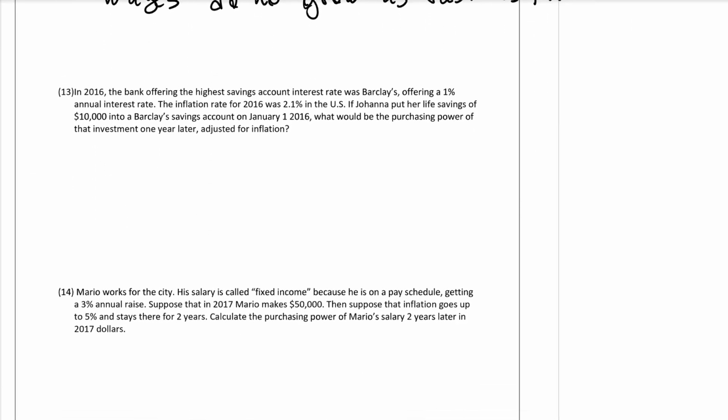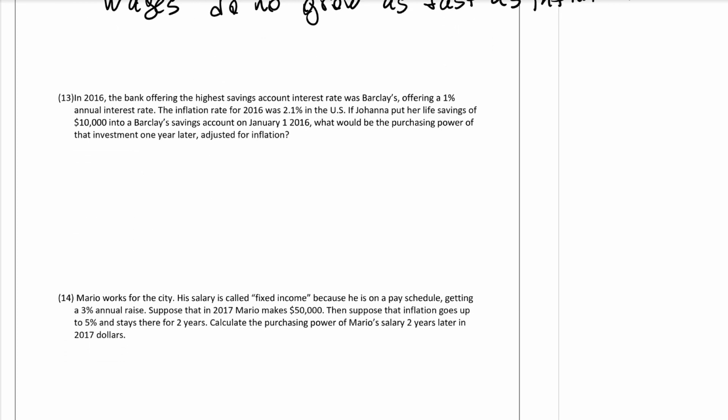Now let's do a particular calculation to finish this lesson. I know this one was a little bit longer lesson than the others, but we're almost done. There are 2 questions remaining. Question 13. In 2016, the bank offering the highest savings account interest rate was Barclays. It was offering 1% annual interest. So whatever you invest in that bank, you will earn 1%. You invest $100 in 2016. By the end of the year, you're going to have $101 in your bank. So you earn a big 1%. I'm being sarcastic, of course. It's a very low rate.